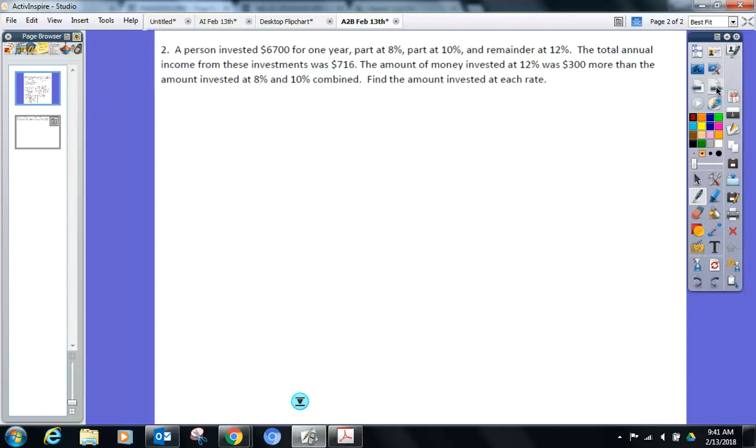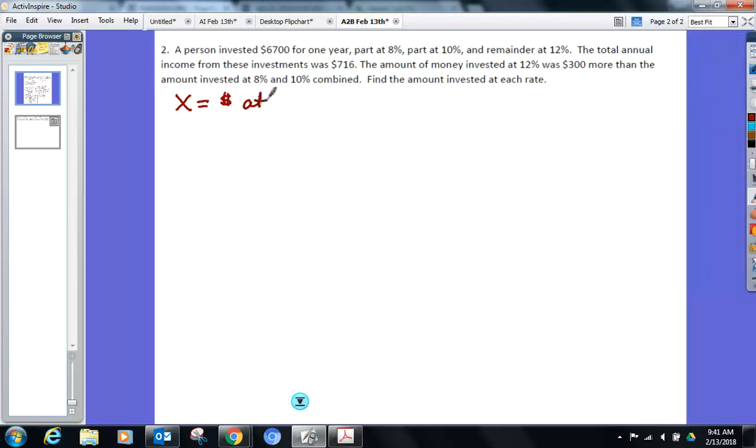Okay, everyone see the 3 things I'm asking you for: X, Y, and Z. All right, somebody, what's X going to be? What about 8%? Money invested at 8%. So X is the money at 8%. How much did we put in at 8%? Y can be the money at 10%. How much money did we put in at 10%? And Z will be the money we put in at 12%.